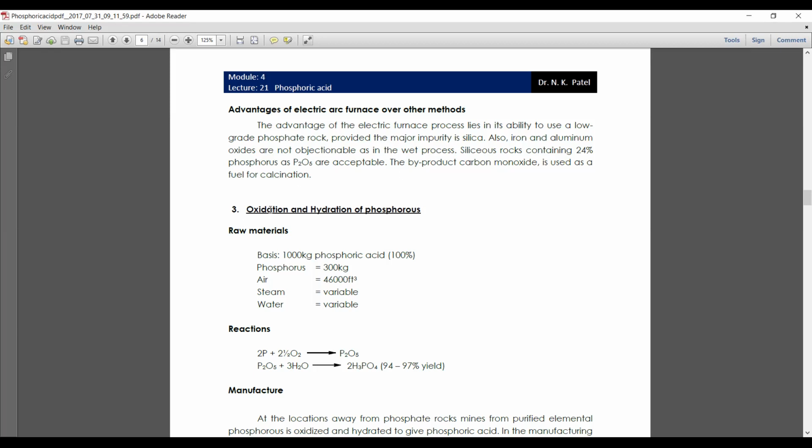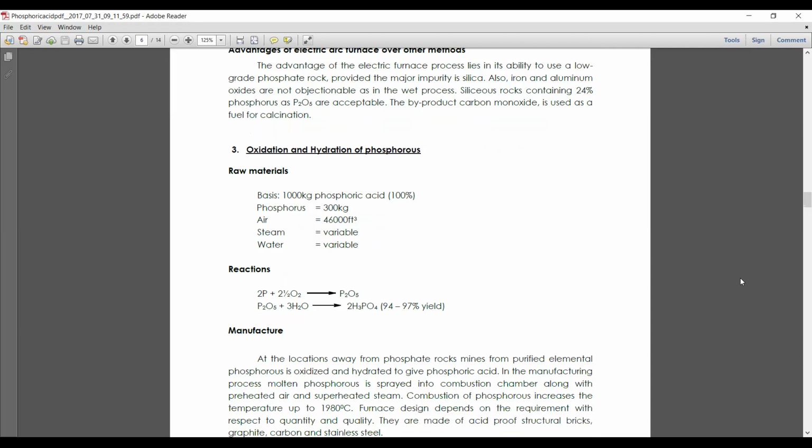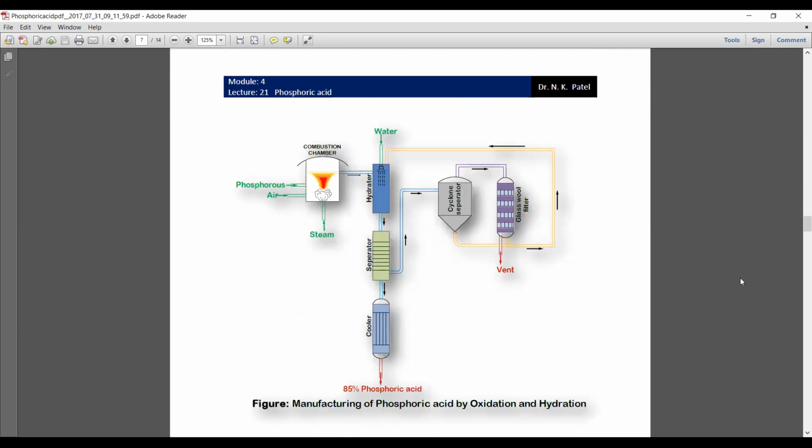Then moving to the third way of producing phosphoric acid is oxidation and hydration. So the reactions are given here. First you are going to oxidize and then you add water. So this is the process flow diagram. You have phosphorus, you have air, you have steam, all put in the combustion chamber. And since you're adding air here the oxidation happens. The vapors are collected in this hydrator where water is added. So oxidation happens, hydration happens. Then go for a separator, then a cyclone separator, and then you capture them on a glass wool.